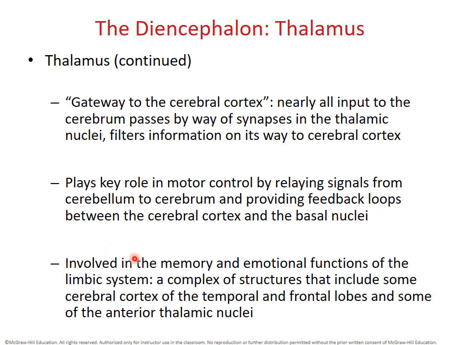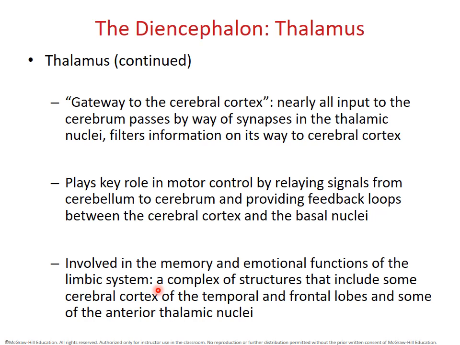In addition to that, it also is involved in some basic memory and emotion, because it's part of a system known as the limbic system. We don't have the limbic system on our list of terms, just like we didn't have the reticular formation. But the limbic system is basically a set of structures that are above and beside the thalamus that are involved in memory and emotions, and basically sort of part of our animal brain.